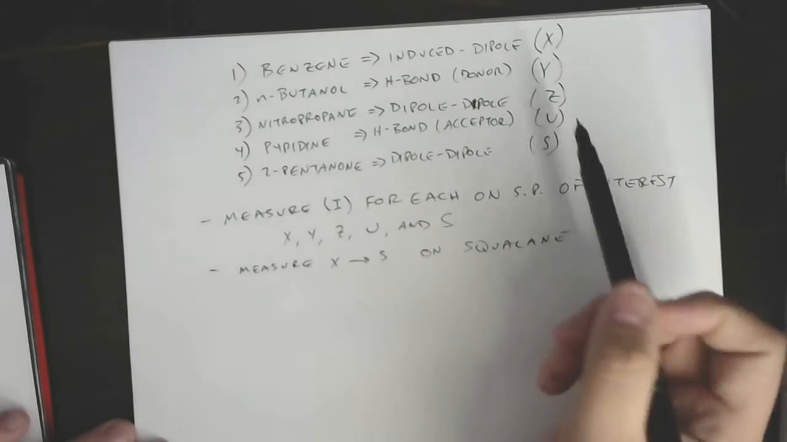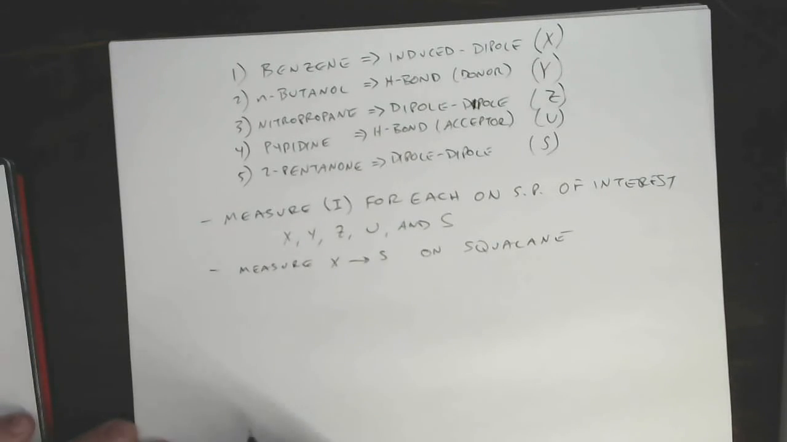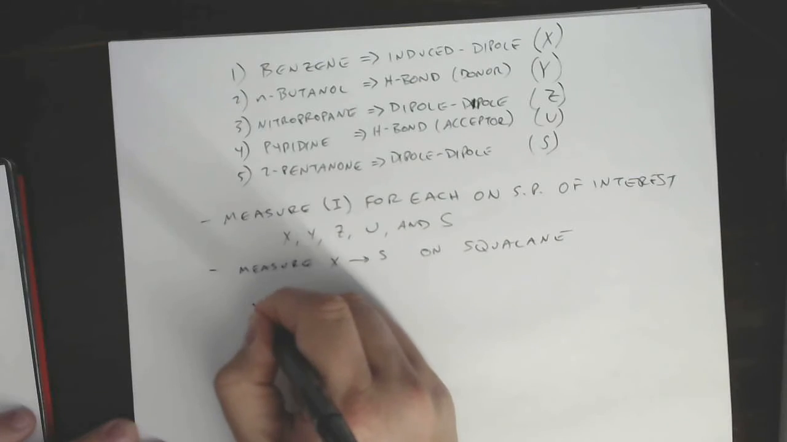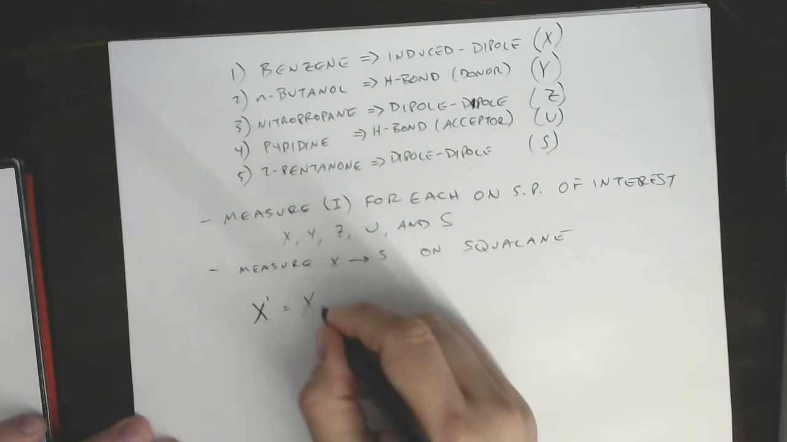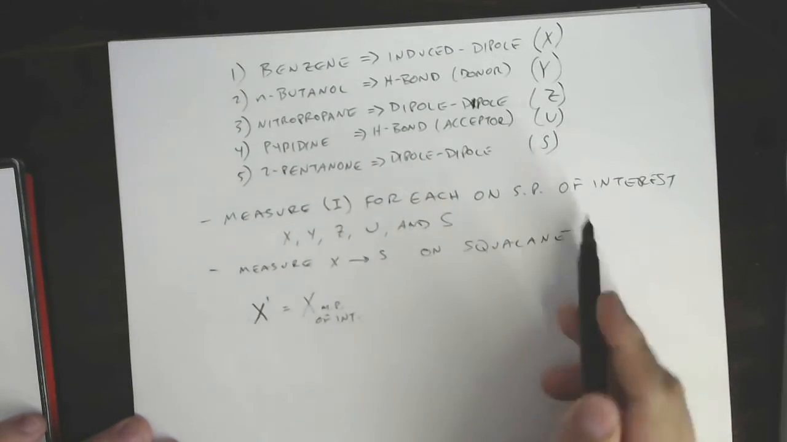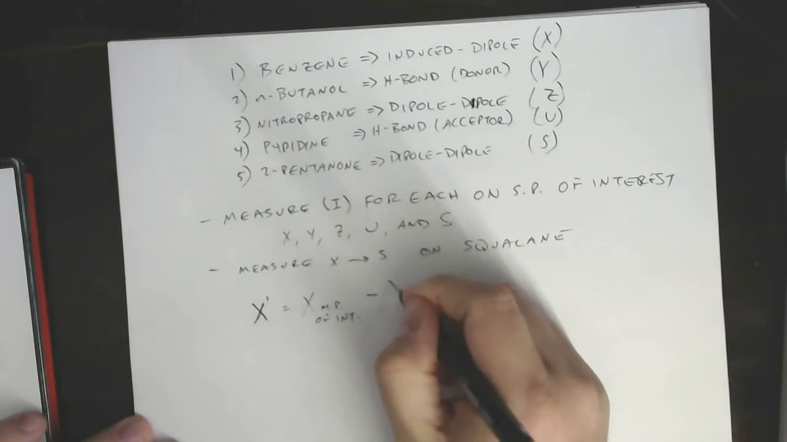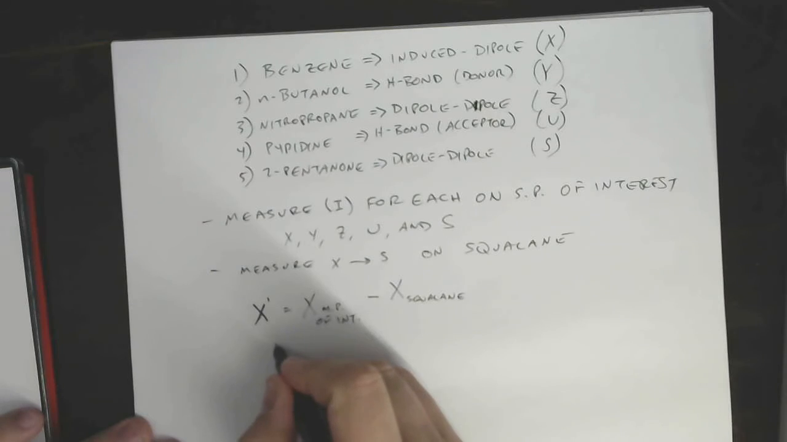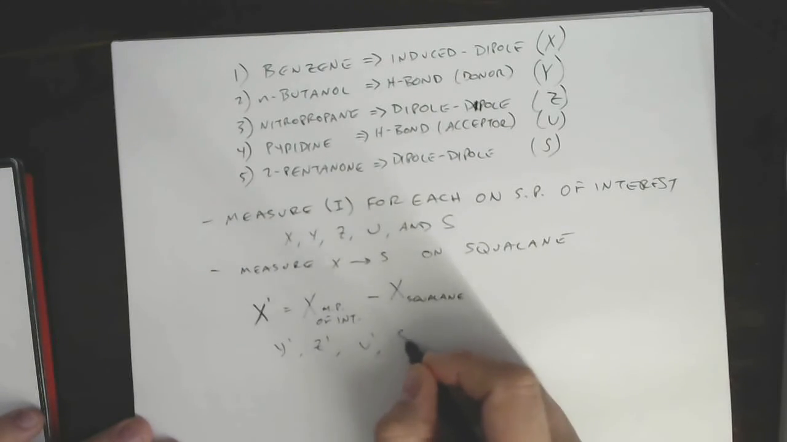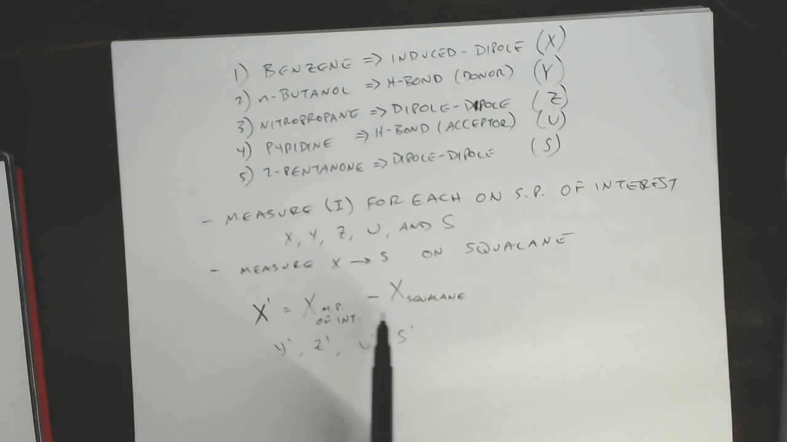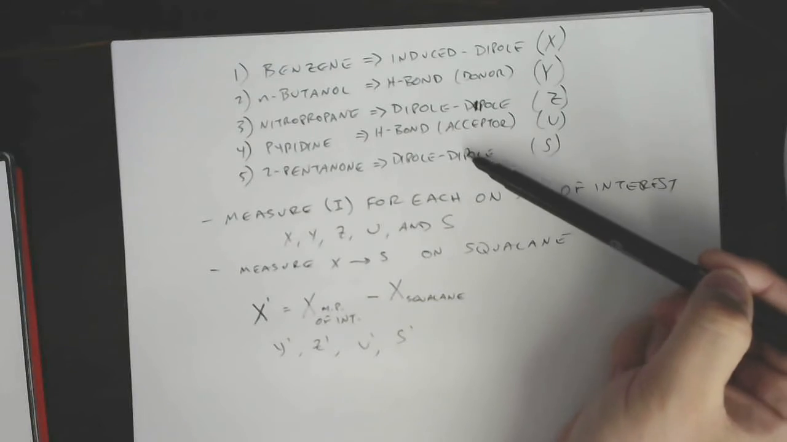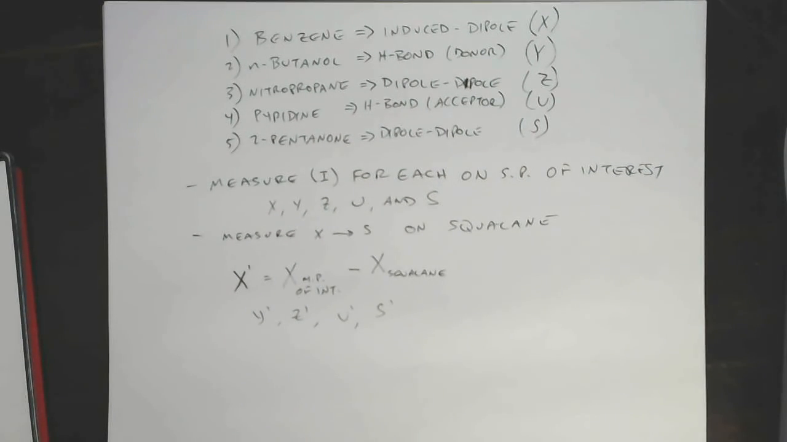Okay, so our McReynolds numbers are not these X, Y, Z, U, S. They're a modification of these X, Y, Z, U, S. So we're going to say X prime, that's our McReynolds number X, is equal to the X that we measured on our stationary phase of interest, the phase that we're trying to characterize. And we're going to subtract from that the X measured on squalane. And that gives us X prime. In the same way, we can get Y prime, Z prime, U prime, and S prime. And so the idea is to say, how much extra retention do we see compared to squalane for each of these model analytes, and that will tell us how much of each of these characteristic forces are happening on our analytes of interest.